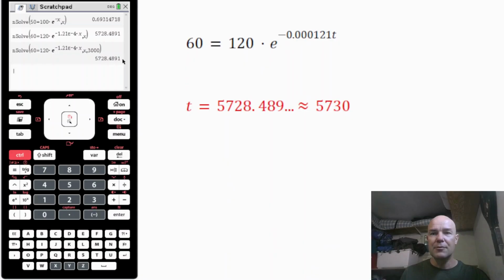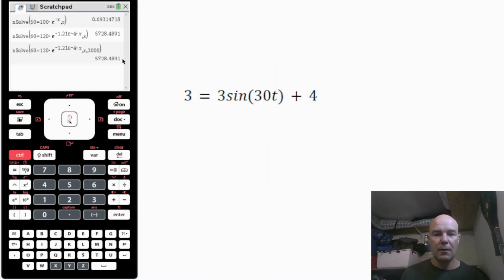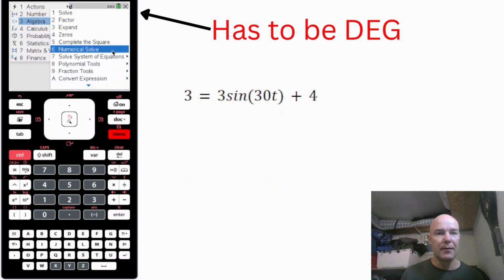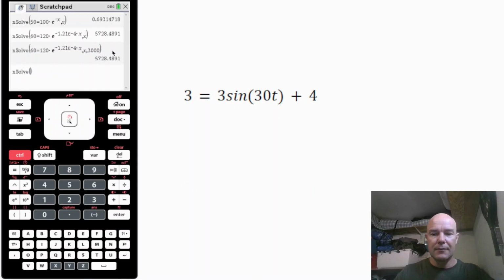And then let's go to another one, which is a trigonometric equation. I would use the graphical method for a trigonometric equation, but if you want to solve this equation with numerical solve, it is possible. Starting the same way: menu, algebra, numerical solve, and again typing the equation exactly as it is. Trigonometric functions you will find here on the left in the middle.